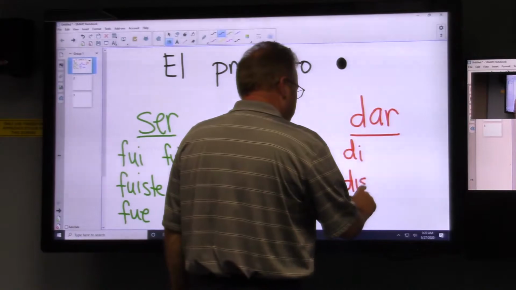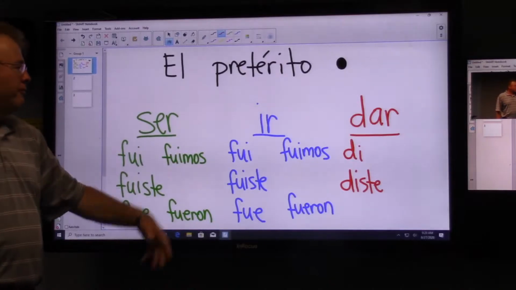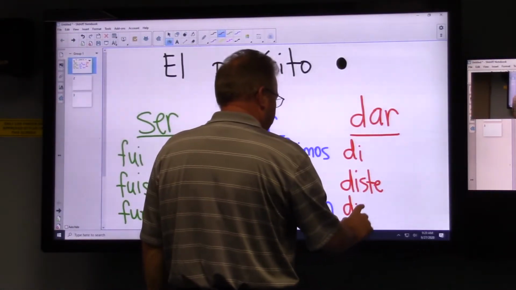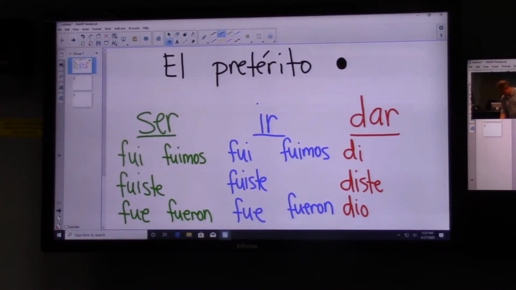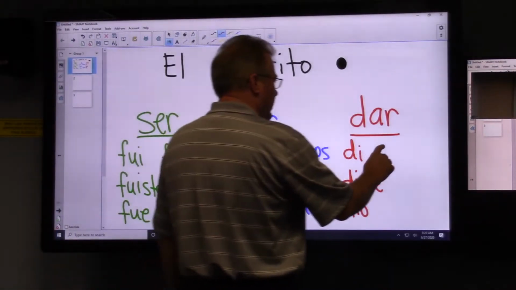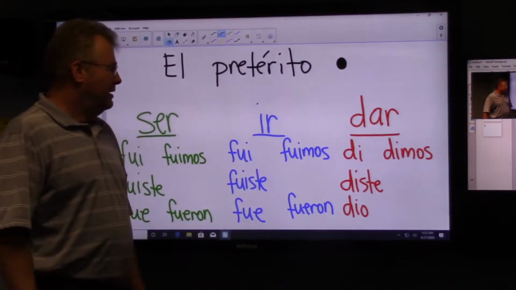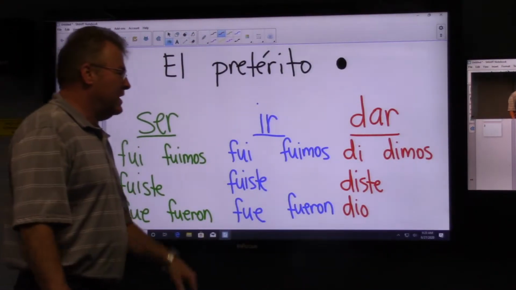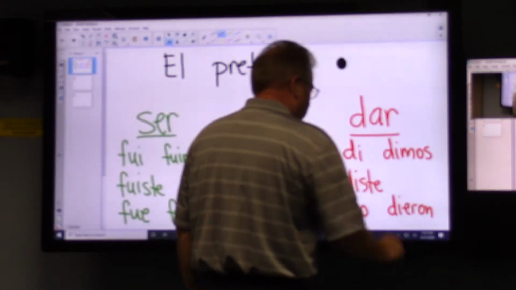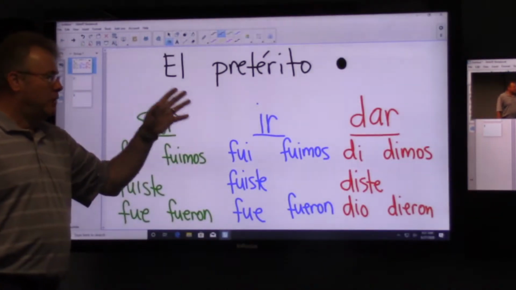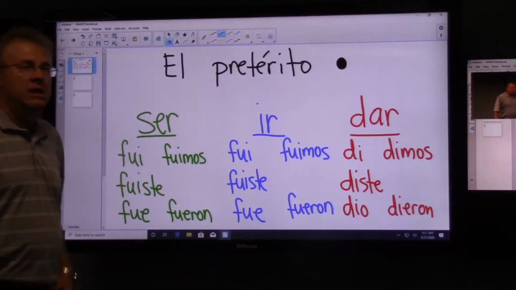How about you gave? Tú diste. Muy bien. He, she gave, or you formal gave. Él, ella, usted, what? Dio. Muy bien. How about we gave? Nosotros, what? Dimos. And they gave, or you all gave. Ellos, ellas, ustedes, what? Dieron. Okay? So there are our conjugations of the verb dar in the preterite. Di, diste, dio, dimos, dieron.